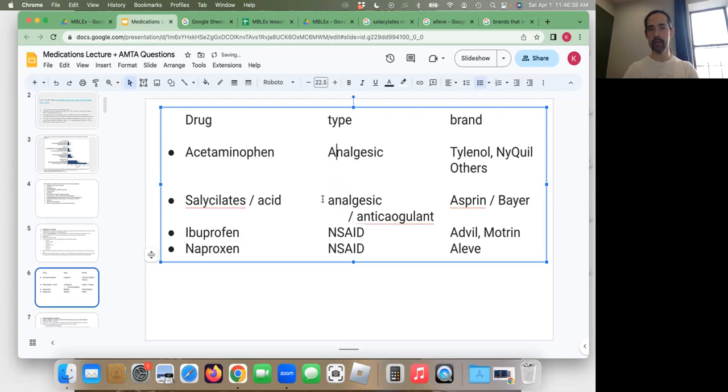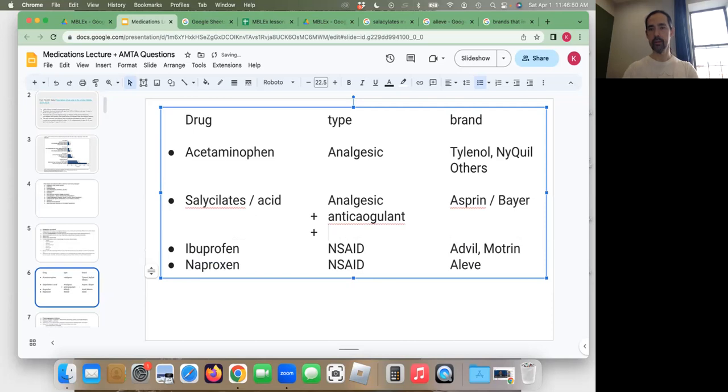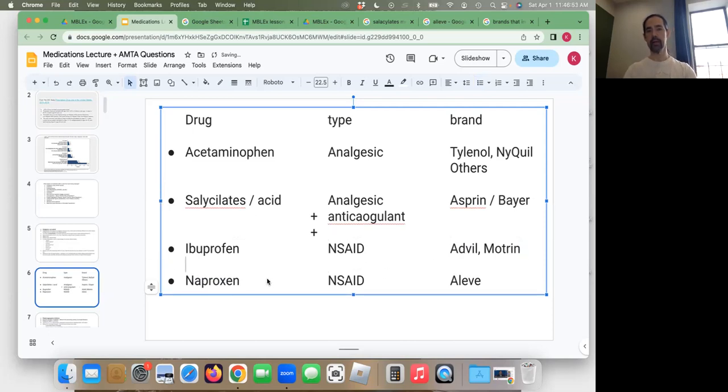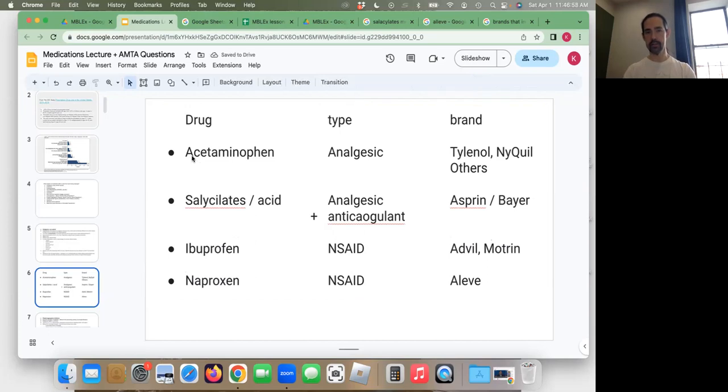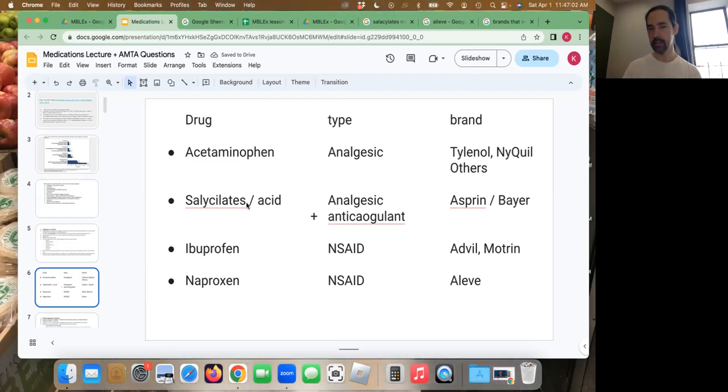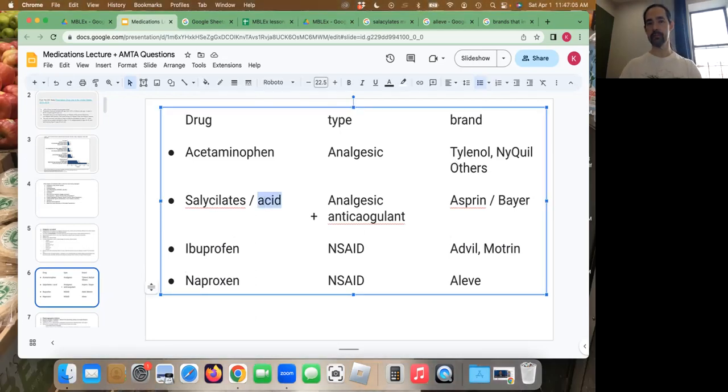Yeah, analgesic. It's also an analgesic plus an anticoagulant. And then, okay, good. I hope this is readable, guys. So acetaminophen is Tylenol, which is an analgesic. Salicylates are also analgesics, but they have the added effect of being anticoagulants, and that's Bayer or aspirin.